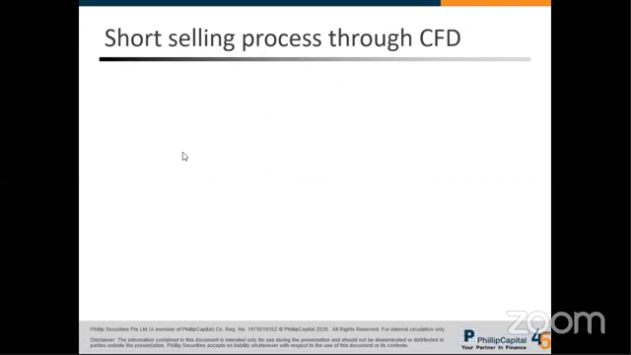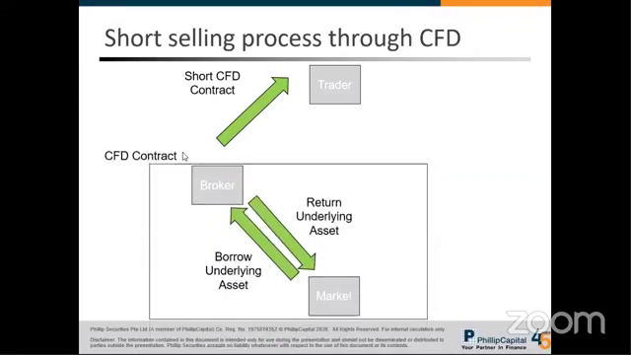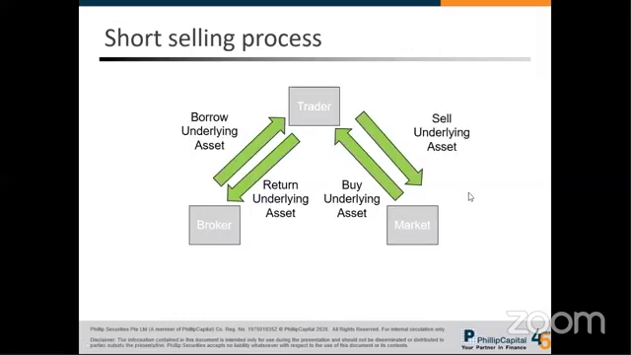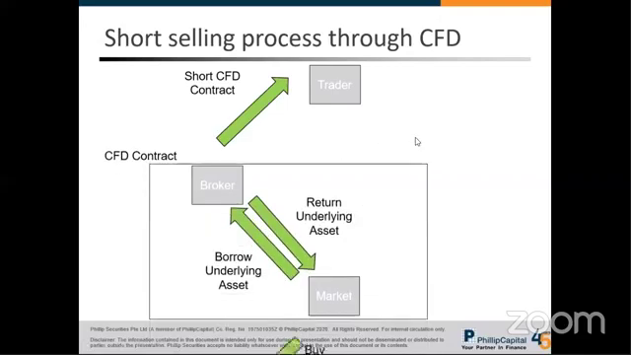With short selling through CFD, as a trader you just need to focus on short selling the CFD contract. On the back end, we do the borrowing of the underlying asset and the returning of the underlying asset on your behalf. So you only need to focus on when to short sell the CFD contract and when to buy back your CFD contract. This makes it easier for traders who want to short sell the market. It's much simpler compared to the previous one, where you need to do 4 different steps. Compared to this, you only need to do 2 steps.